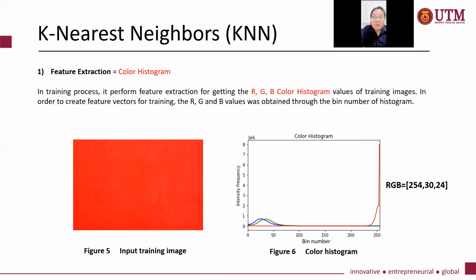After getting the RGB values for each training image, the values were labeled with the color respectively, and this feature vector was deployed in the file. This is the way KNN trains on the image.